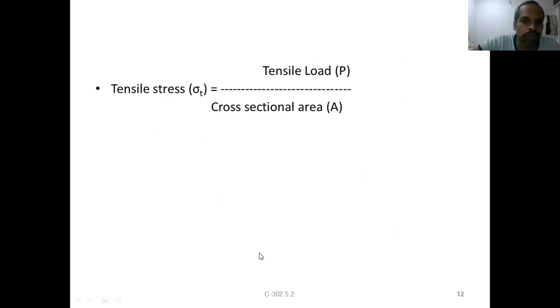Now how to calculate the tensile stress? We know the mathematical expression: stress is equal to load by cross-section area, load per unit area. In this case, what is the load? P, divided by cross-section area A. That's how we calculate the tensile stress sigma T: the tensile load applied divided by the area of the cross section.